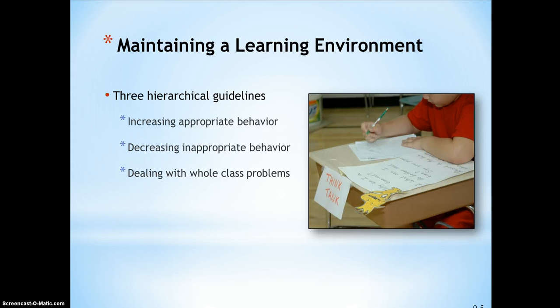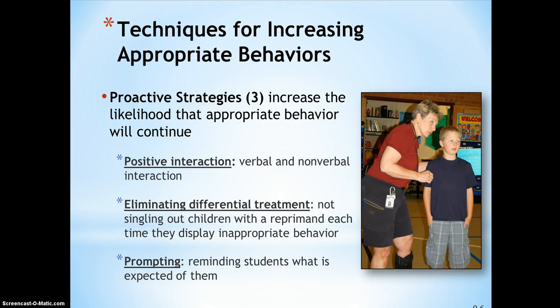So as we maintain a learning environment, there's 3 categories, 3 guidelines that we're going to look at: increasing appropriate behavior, decreasing inappropriate behavior, and dealing with whole class problems. I think the key for this one is increasing the appropriate behavior. We want positive outcomes as it relates to our students.